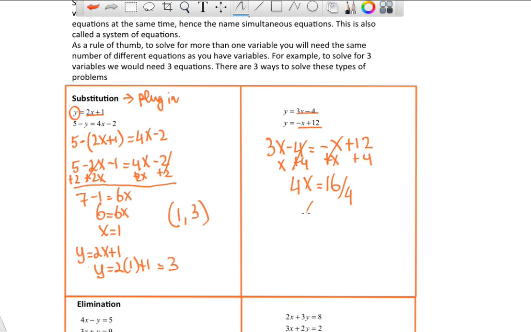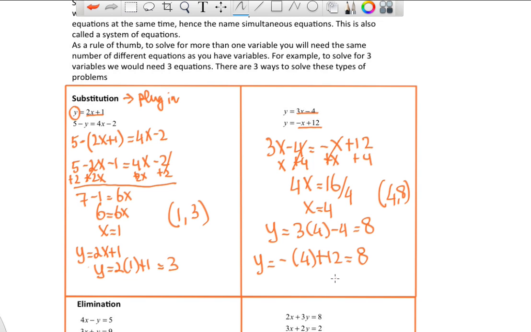16 divided by 4, so x will equal 4, and then again plug in the x to figure out what your y is, so 3 times 4 minus 4, 12 minus 4 equals 8. Okay, so here the solution should be (4, 8). Sometimes students ask, does it matter where you plug it in? It shouldn't. So if I plug in the 4 in the second one, I should still get 8. And you see that it does work either way. Okay, so that's called substitution.